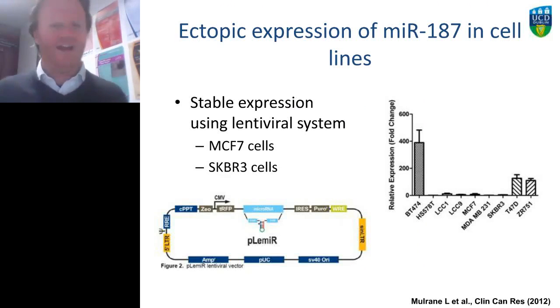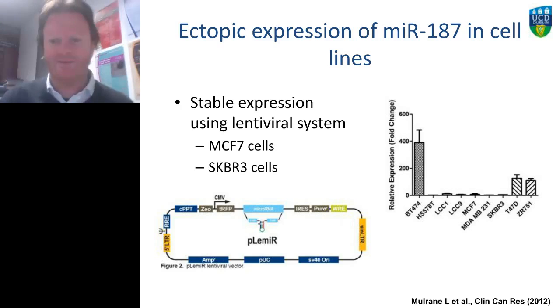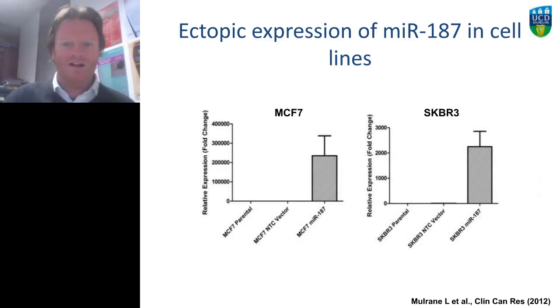So again, our approach is to modulate the expression of this in breast cancer cell lines. So we found a breast cancer cell line, for example MCF7, that doesn't express miR187, and we use a lentiviral expression system to express the microRNA in these cells.